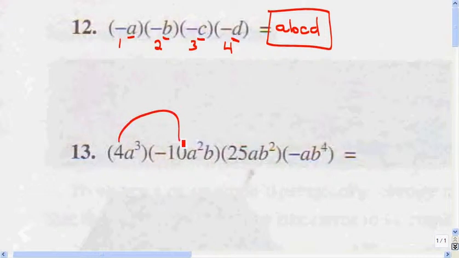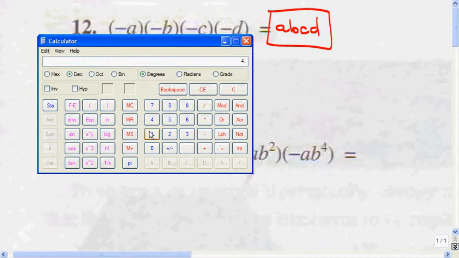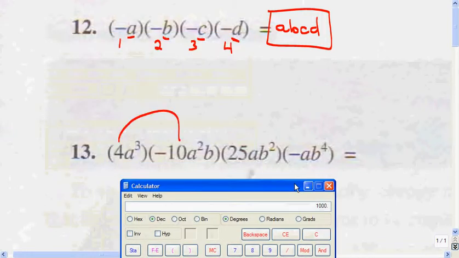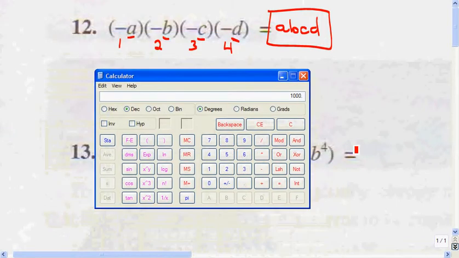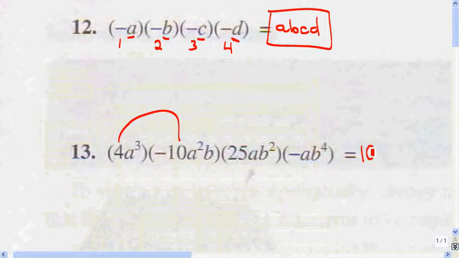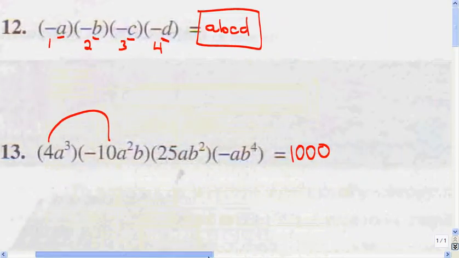4 times 10 is 40. 40 times 25, that's a big number. I don't know, I'm going to have to use my calculator. 40 times 25 equals 1,000. And then that's it. So my answer is going to be 1,000. The last one was 1, so 1 times 1,000 is 1,000. So that's why I multiply that. My number is going to be 1,000.